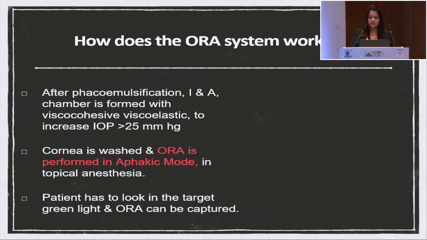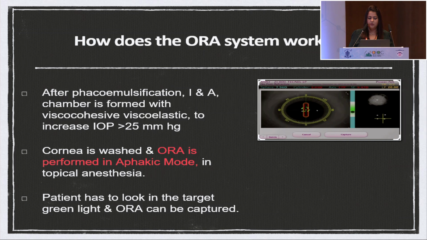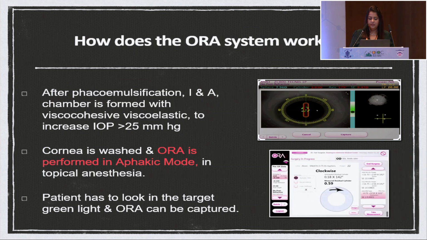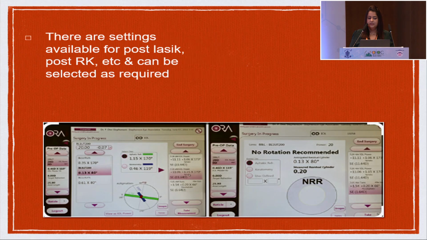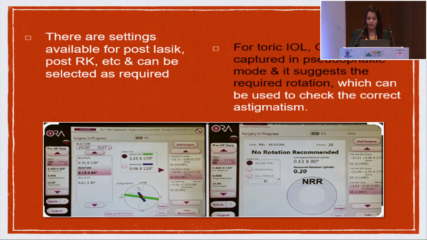After phacoemulsification, irrigation, and aspiration, the chamber is formed with visco-cohesive viscoelastic to increase the IOP up to 25 mm Hg. The cornea is washed and Aura is performed in aphakic mode in topical anesthesia. The patient has to look at the target green light and then Aura can be captured. There are settings available for post-LASIK and post-RK patients and can be selected as required. For toric IOL, Aura can be captured in pseudophakic mode and it suggests the rotation required, which can be used to check the correct astigmatism.